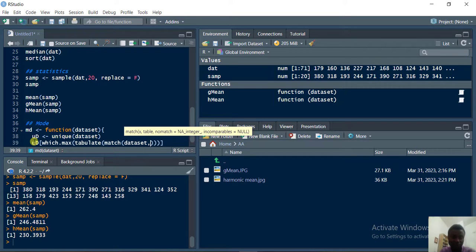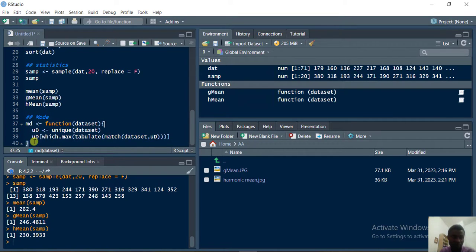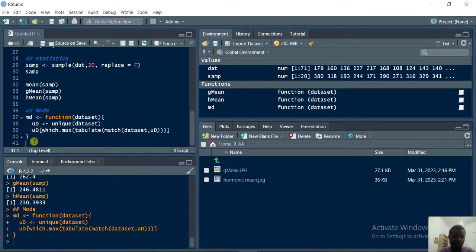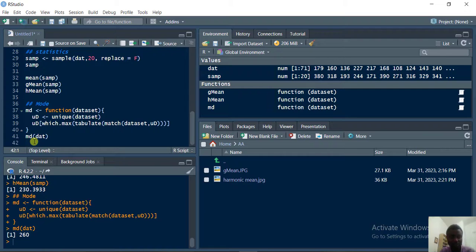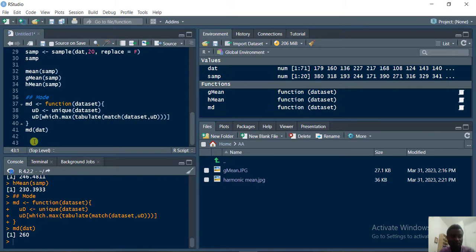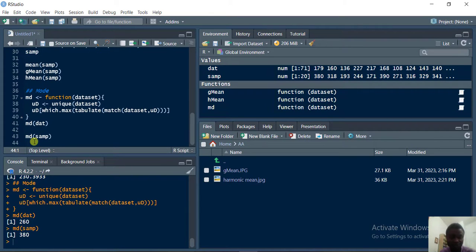So I say UD. When I run this entire line of code, then if I use MD and open the bracket, don't forget that the univariate data we store as DAT is the information only for the weight. When you run this, you have it. Now for the example of the sample, we created a variable and called it sample. It only has 20 observations. So if you say the mode of the sample, you have 380.